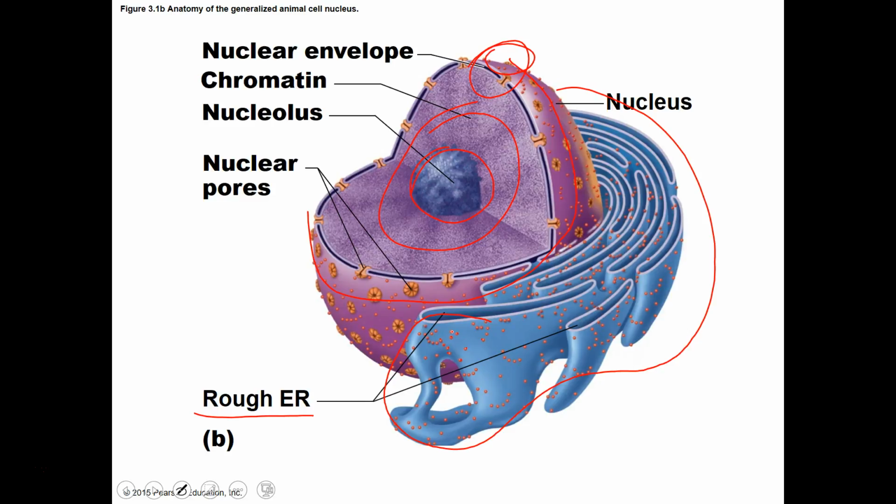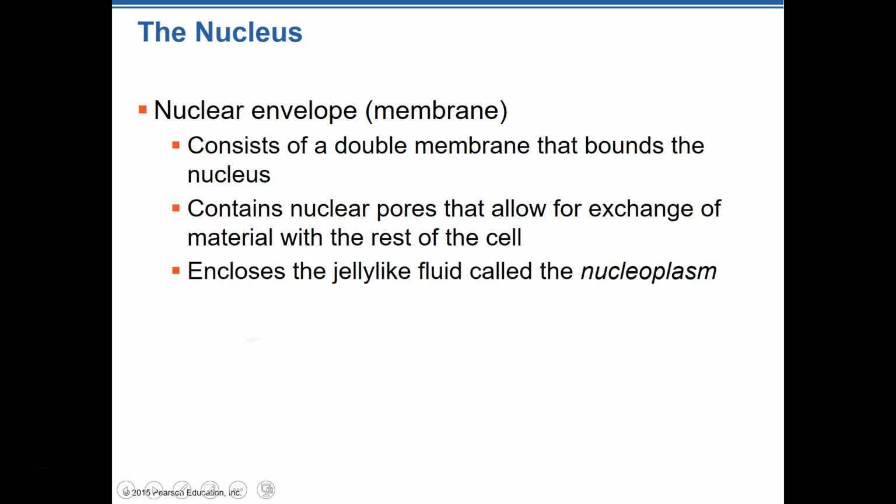But just realize that the nucleus, the nuclear envelope, and everything that it contains is the instruction center, or the brain, for lack of a better term, of the cell. Of course, this goes into a little bit more about the nuclear envelope. It's a double membrane that contains nuclear pores, which allow for the exchange of material with the rest of the cell. That's important to know: there is a passageway for communication between the nucleus and the rest of the inside of the cell, and that's through those pores. And then there's this jelly-like fluid inside, called nucleoplasm.